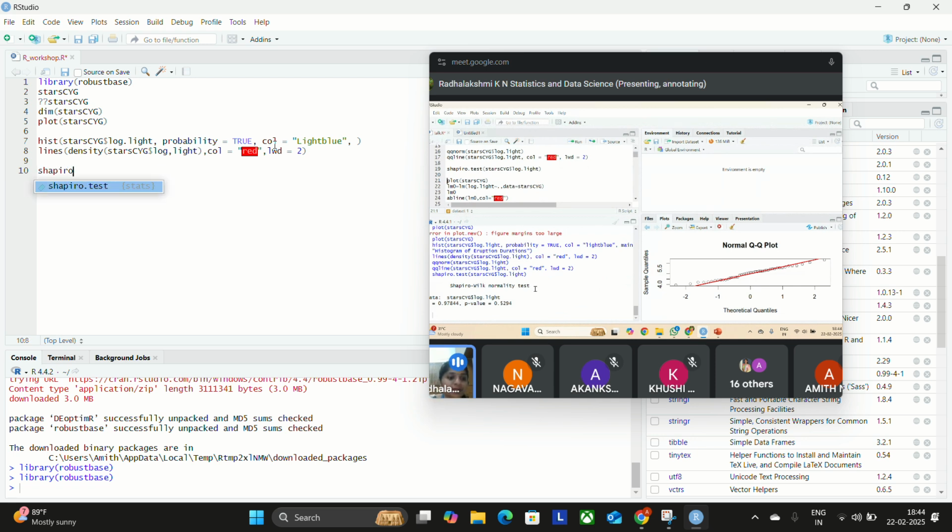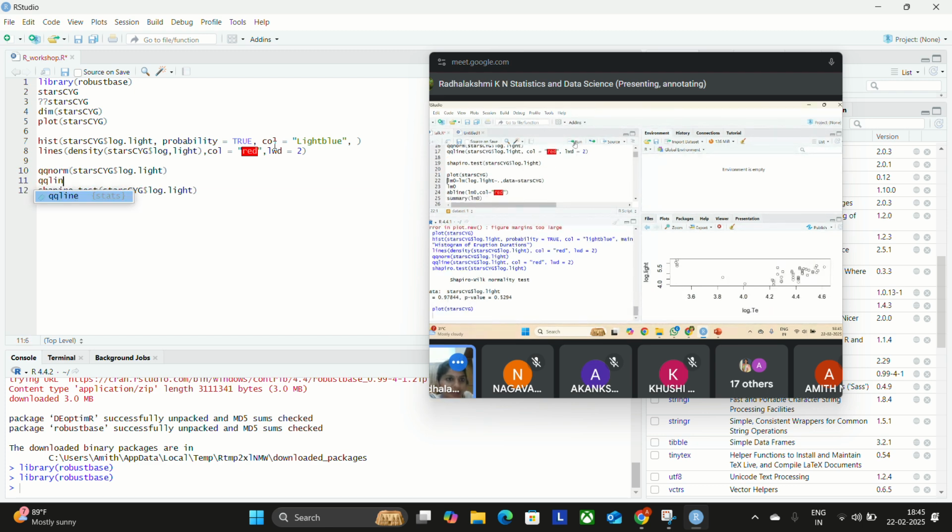I am trying to understand if my dependent variable log light is normal or not. Since this is a test, there will be a hypothesis attached to it, null and alternative. What does my null hypothesis say? My null hypothesis says that the data set is normal. What does my p-value say? The p-value is 0.52, which is much greater than my level of significance. In general, I assume my level of significance to be 0.05. So this p-value is greater than 0.05, so I will accept my null hypothesis and I will say that yes, the data set is normal. I will confirm with this test.